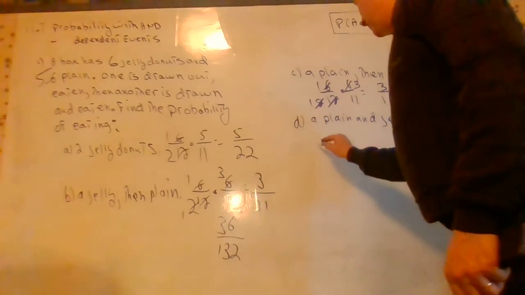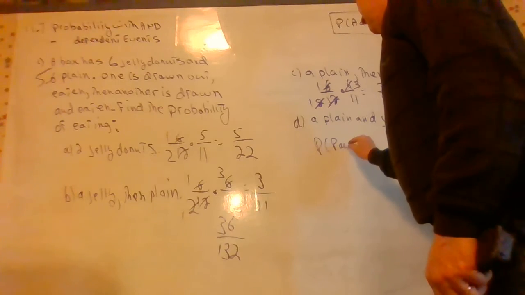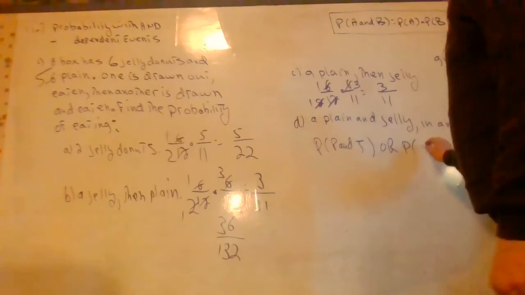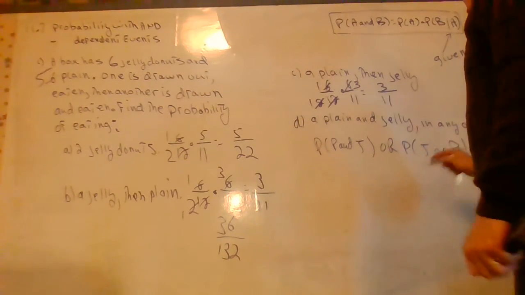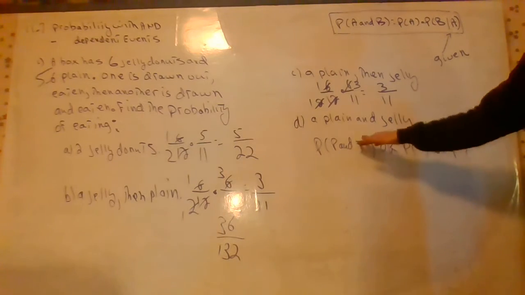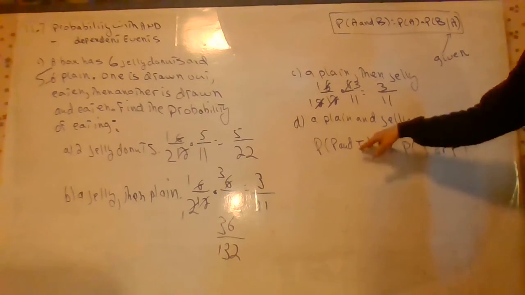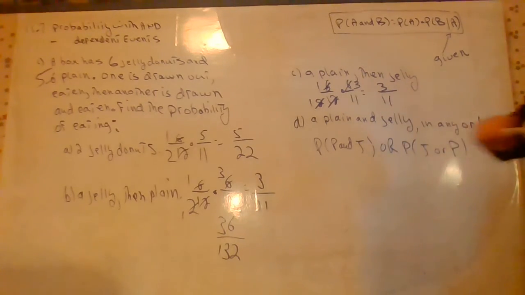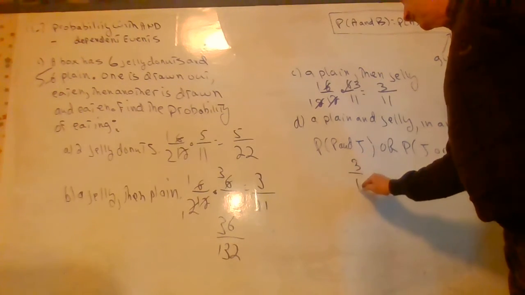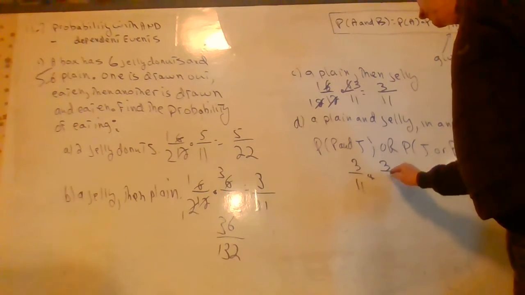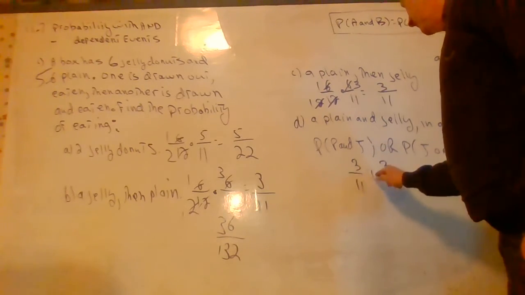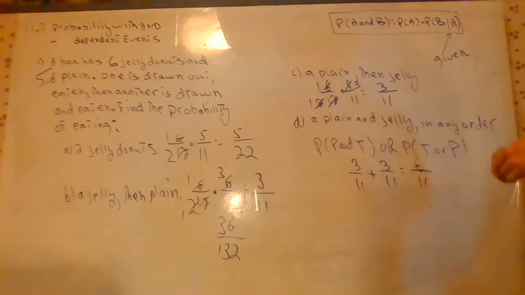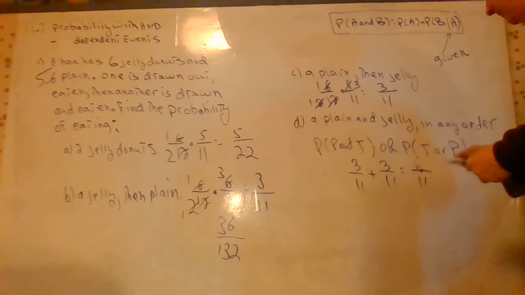Now, a plain and a jelly in any order. Now, this is really probability of plain and jelly, or probability of jelly and plain. These are what are called mutually exclusive events. We talked about that before. There's no overlap. There's no possibility of both of these happening at once. So we simply add these probabilities together. 3 out of 11 plus 3 out of 11. There's none of these in the homework, by the way, but it's worth mentioning. And guess what? We get 6 out of 11. So a little greater than 50% of the time.